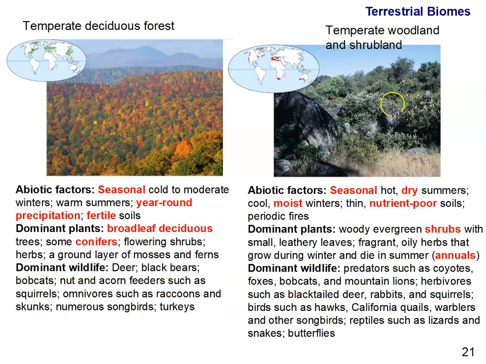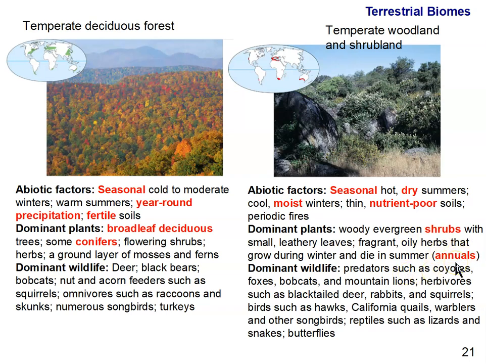Then we have the temperate woodland and shrubland, and basically the difference is the amount of rainfall. That there are dry summers, much drier than the summers in the temperate deciduous forest. So there's not as much water to sustain really tall trees and really large, dense forests. And the soils tend to be more nutrient poor, and there are periodic fires. So what primarily grows there, instead of a forest of trees, there are grasses and shrubs, low growing kinds of plants.